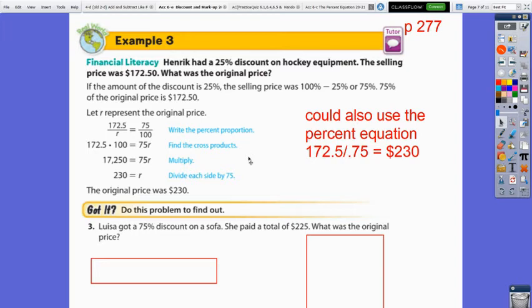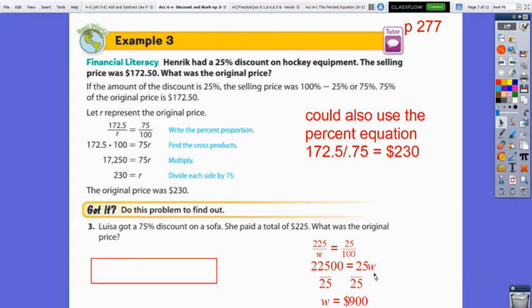All right, so here's a got it on this type of problem. Louisa got a 75% discount on a sofa. She paid $225. Well, what was the original price of the sofa? So if it's a 75% discount, that means that she paid 25% of the original price. So $225 is 25% of the original price. As the proportion, 225 over the whole, the original price, is 25 over 100. Cross multiply and divide by 25 and you get $900.